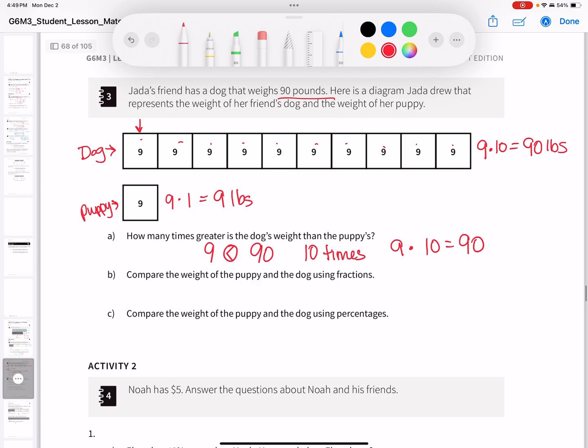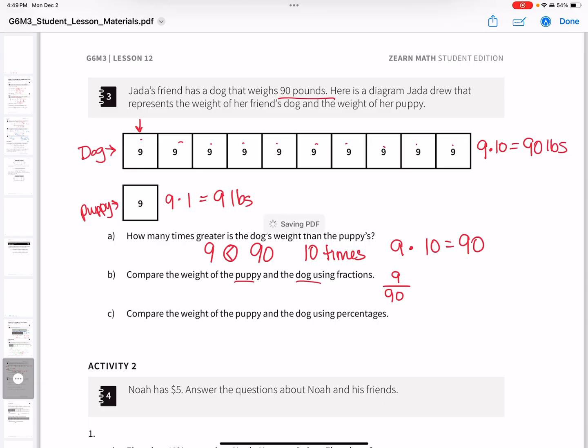Compare the weight of the puppy and the dog using fractions. Well, the puppy weighs 9 pounds and the dog weighs 90 pounds. Can we reduce that fraction?